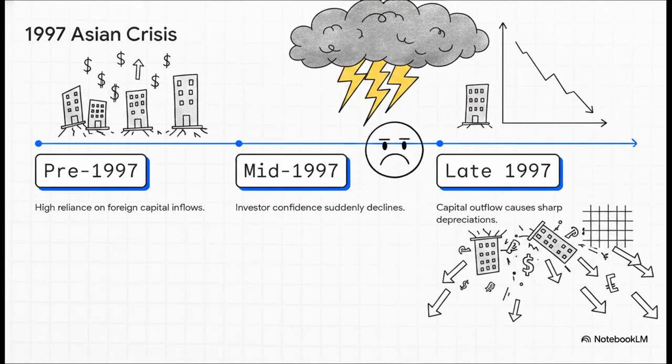But here's the catch. Relying on foreign capital to prop up your currency is a highly dangerous game if your underlying economics aren't solid. Take the 1997 Asian financial crisis, for example. You had several nations highly reliant on foreign capital inflows. But when a sudden loss of investor confidence hit in mid-1997, that capital didn't just slowly recede, it fled overnight. This massive, immediate outflow just instantly crashed local currencies and triggered some really severe economic contractions.